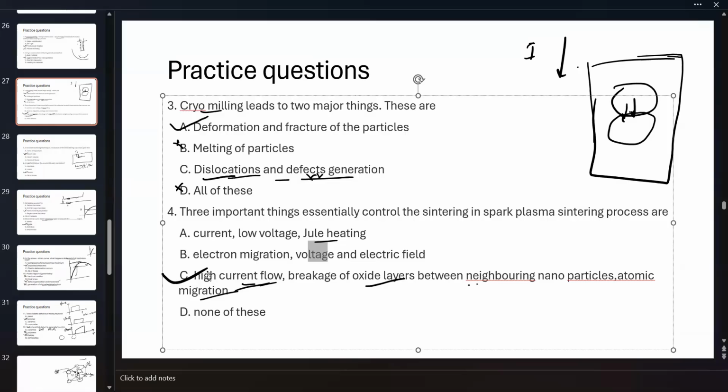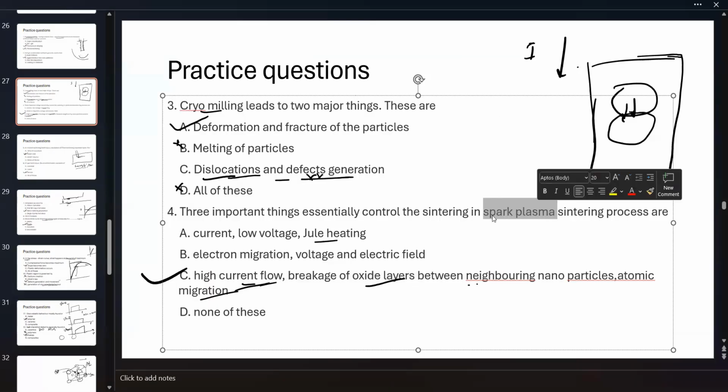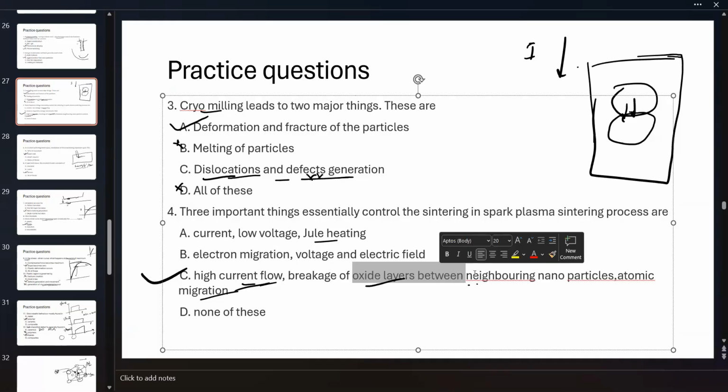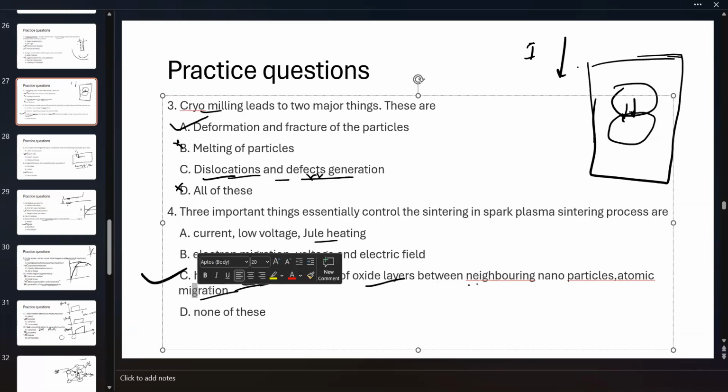Electrons are just migrating. You have very high current and creation of local spark, like plasma due to sparking, that breaks down the oxide layer between the neighboring nanoparticles, and finally atomic migration happening due to diffusion. And this is the most appropriate answer.